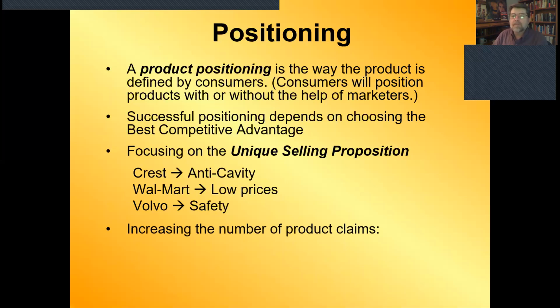If you increase the number of product claims, it dilutes the message. People are not going to spend their day thinking about your product. They have a minimum amount of brain space to think about it. If you notice, Crest was anti-cavity, Walmart was low prices, Volvo is safety, Ivory was 100% pure, Subway was eat fresh. It was very simple, not too complex. If you try to be too many things, you end up being nothing.